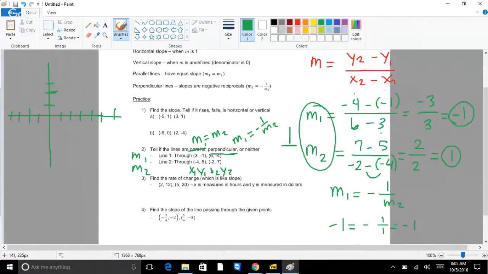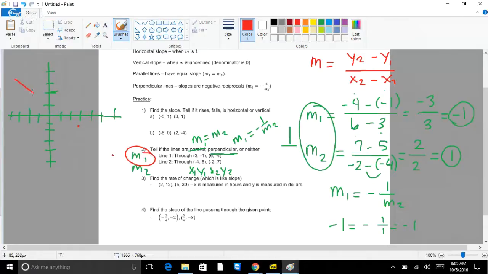Excuse me while I draw my hash marks here. Okay, so we have a point at, and I should have color coded these. We'll make M1 red. How about that? So we have a point at 3, -1, right there. We have a point at 6, -4, down here.